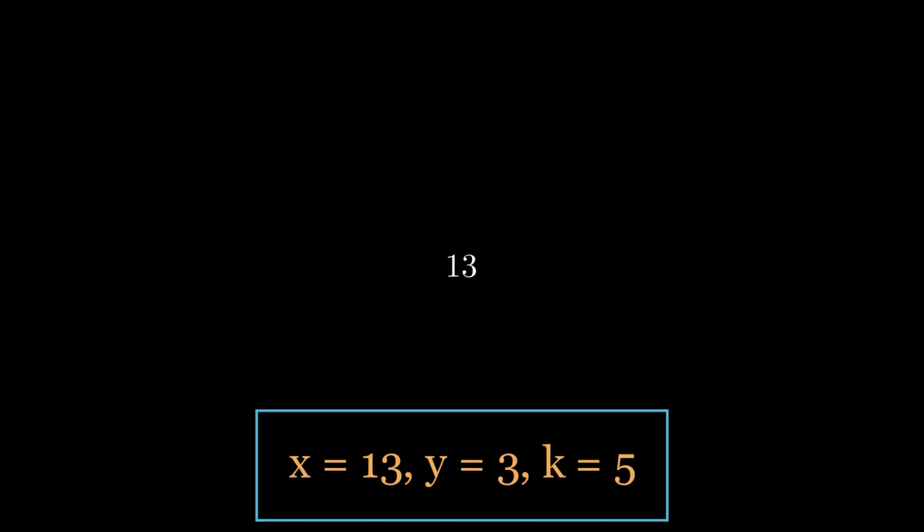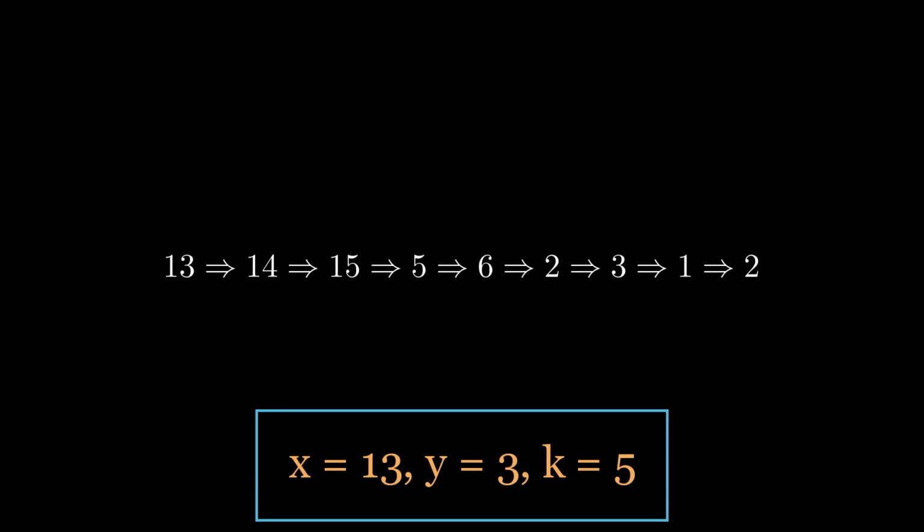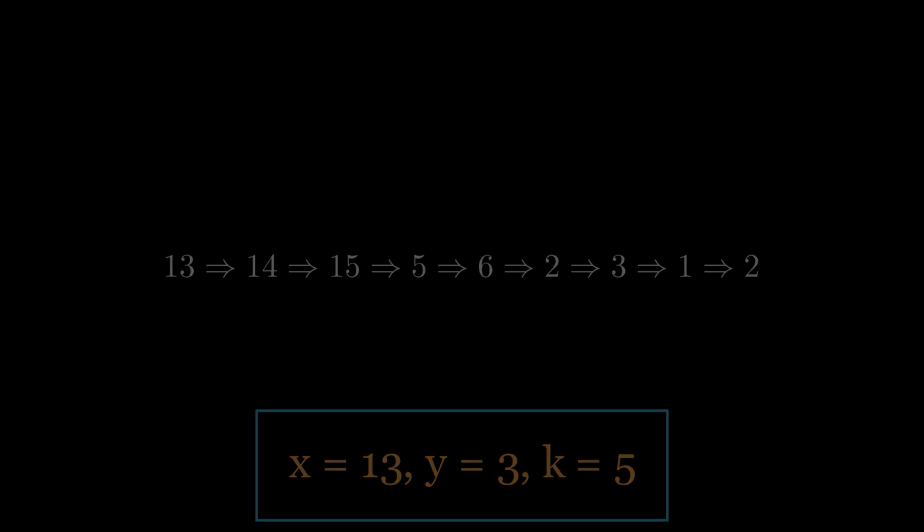On our first operation, we add 1 to x and get x equals 14. Then we add 1 to 14 and get 15. However, 15 is divisible by 3, so we set x equal to 5. Then we add 1 again to get 6, and then divide by y again to get 2. Then we add 1 and get 3, divide by 3 and get 1. So on our final operation, we add 1 to get 2. So after 5 operations, x is equal to 2.